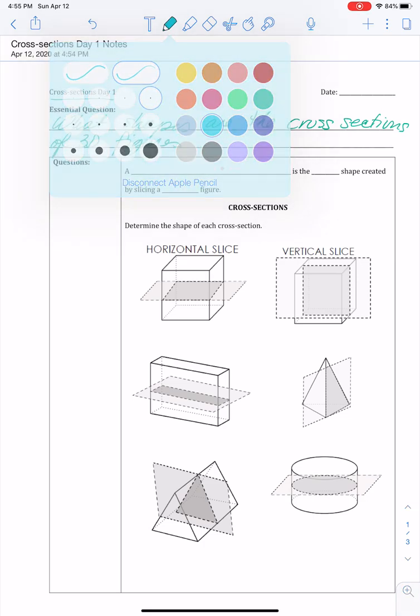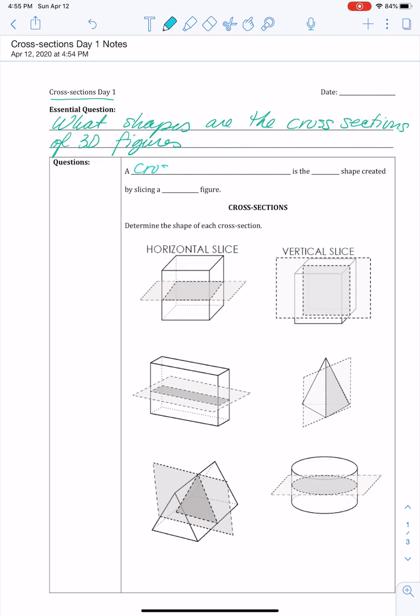So we start with the idea that a cross section, like I just said, is the two-dimensional shape created by slicing a three-dimensional shape. We're just going to figure out what shapes we get when we slice something. If you look at the first examples, you can see that there are different kinds of slices. We're going to focus on horizontal and vertical slices. Some videos that you see, if you Google this, will show you different ways to slice, but we're going to focus on just horizontal and vertical slices.